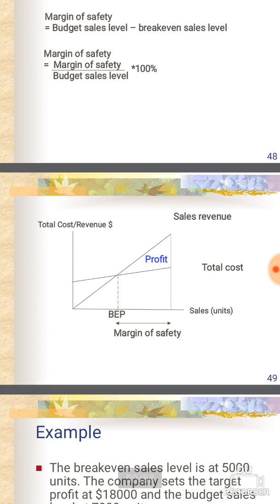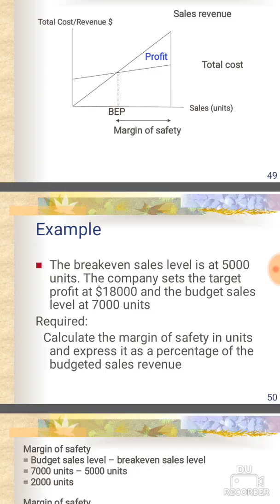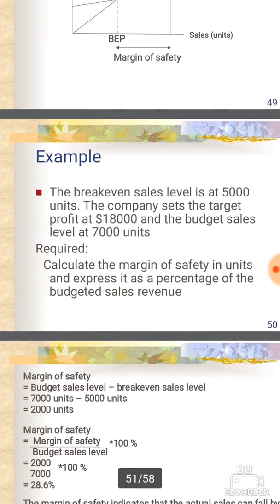Here is a graphical presentation of the margin of safety, in which we can see the margin of safety is equal to the distance between total cost and sales revenue, total cost and revenue against sales units. Here is an example. The break-even sales level is at 5,000 units. The company sets the target profit at $18,000 and the budget sales level at 7,000 units.